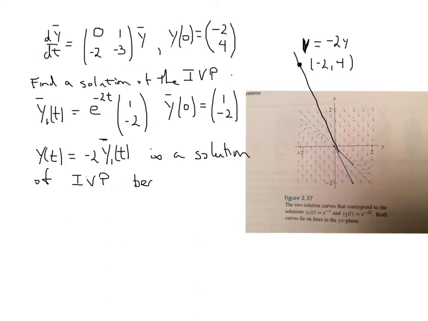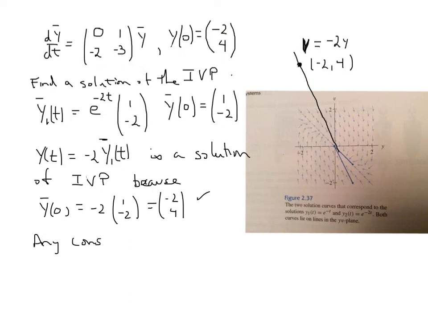Because, first of all, y at time 0 is minus 2 times y1 at time 0, which we know is 1, minus 2, and takes us to minus 2, 4. So that checks. And we also know that any constant multiple of a solution is another solution.